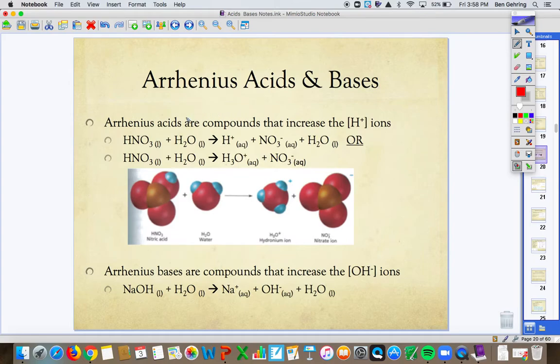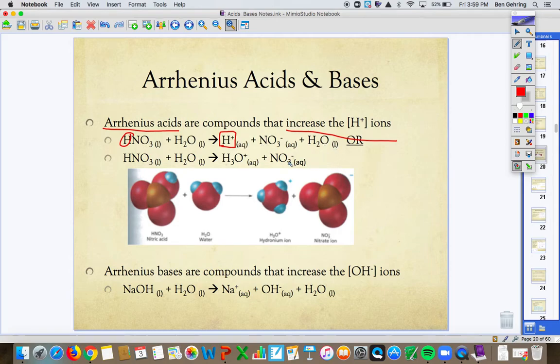So if it's an Arrhenius acid, Arrhenius was a former scientist who classified acids as something that increases the hydrogen ion concentration. So for example, HNO3, nitric acid, is added to water, and this hydrogen is going to come off of the nitric acid and be floating on. So I increase the concentration of my hydrogen ion. So I have a hydrogen ion, I have nitrate, and I have water.